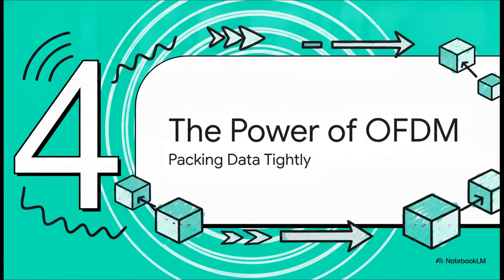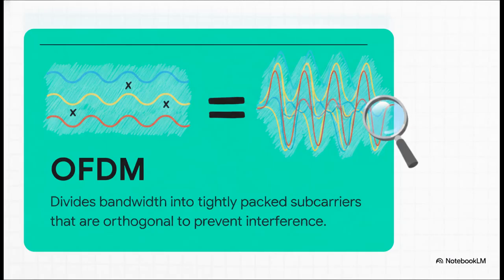Section 4. The power of OFDM, packing data tightly. As our demand for speed grew, those traditional lanes just weren't enough. This brings us to OFDM, an advanced evolution of frequency division that completely revolutionized wireless networking, especially when it comes to early Wi-Fi. OFDM stands for Orthogonal Frequency Division Multiplexing.